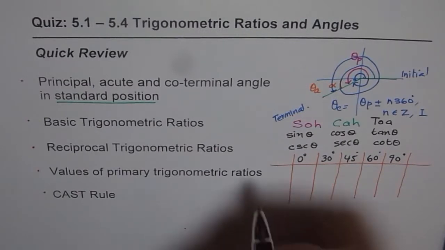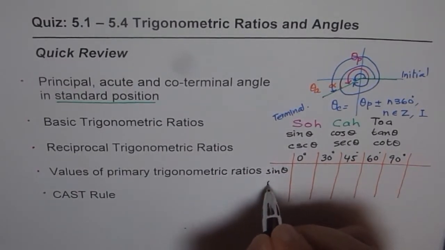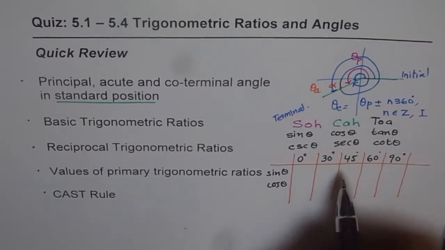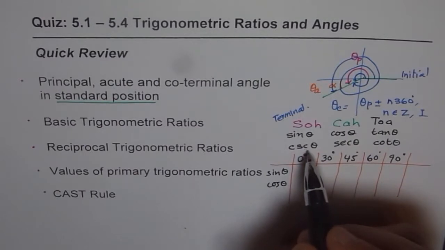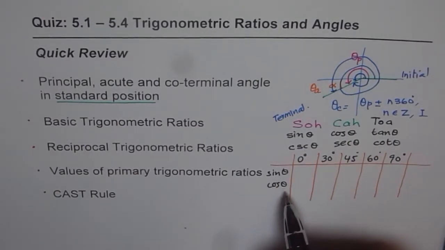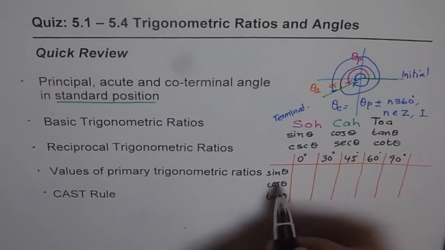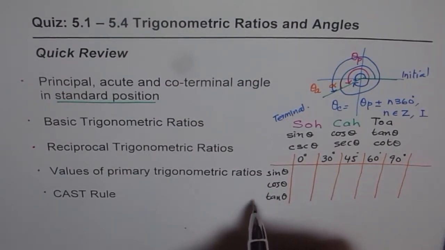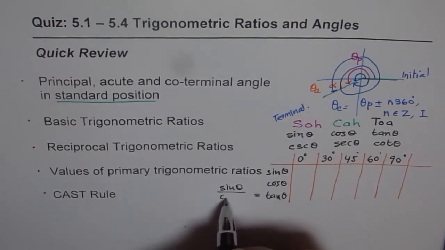Now for sine, let me give you these values: sine theta and cos theta. And you should remember what tan theta is. Tan theta is the ratio of sine over cos, correct? So that is another way. Whenever you know sine and cosine theta, you can always find tan theta. So we will write tan theta also, where tan theta equals sine theta over cos theta.